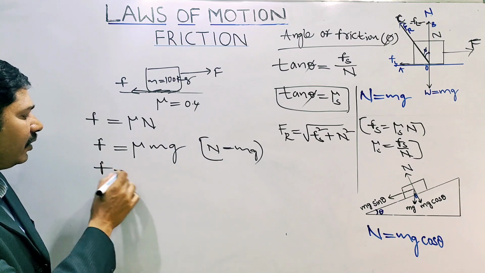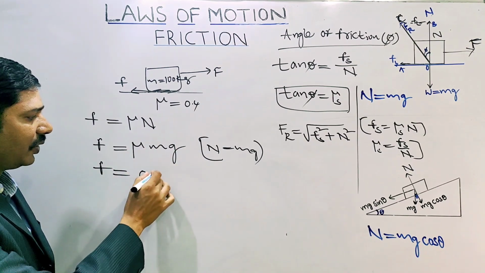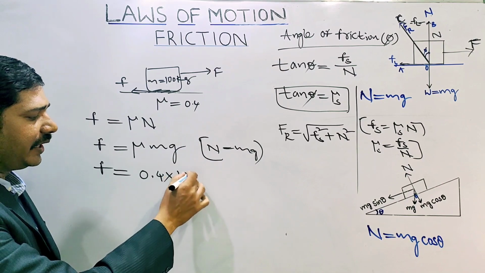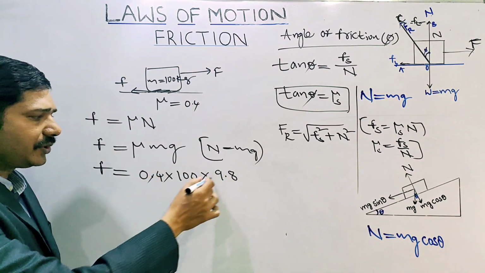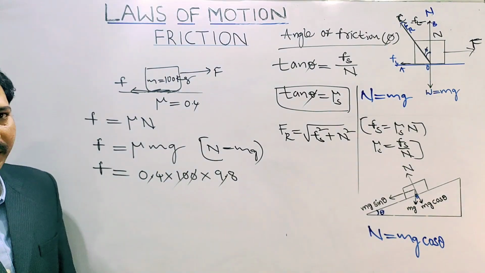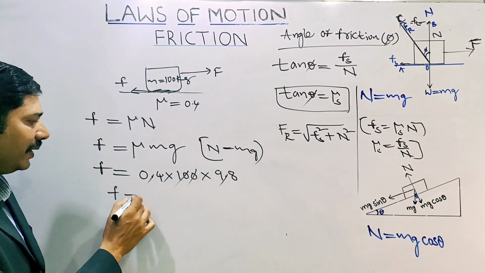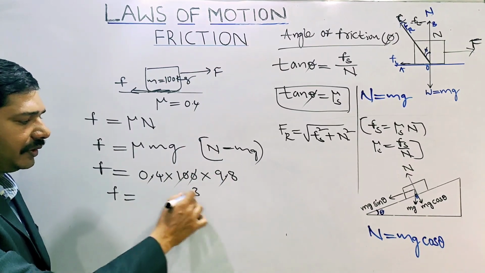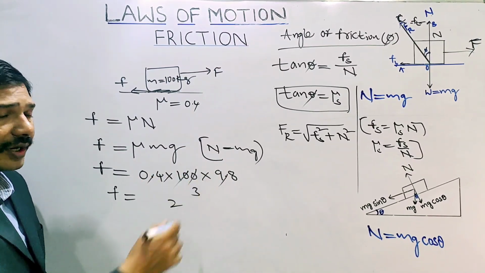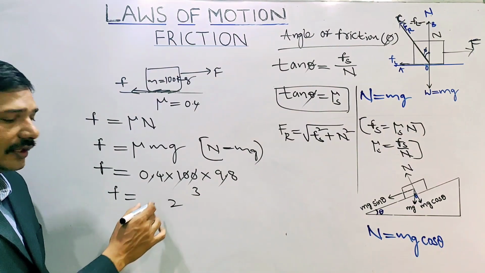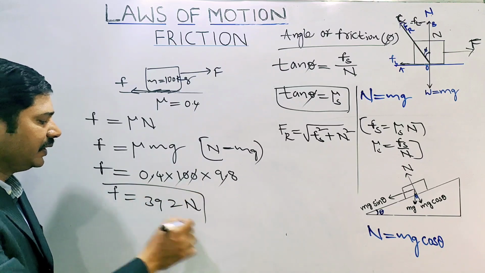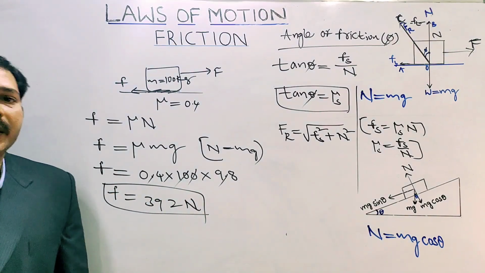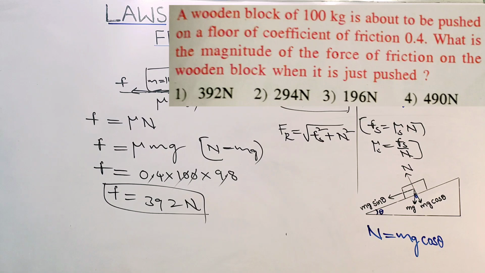Substitute the values. F equals mu, 0.4, and m, 100, and g, 9.8. Observe the two decimal places, so two zeros we can cancel. 98 times 4: 8 times 4 is 32, carry 3; 4 times 9 is 36, plus 3 is 39. So 392. The force unit is newtons, so the answer is 392 newtons. The first option is correct. Next question, check on screen.